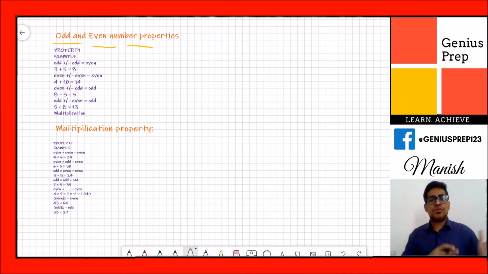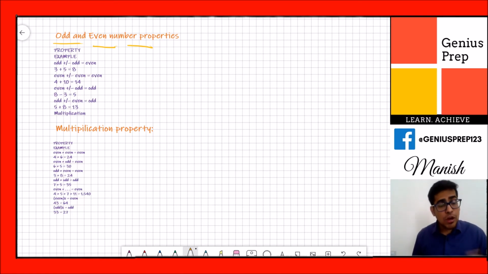In the previous video, part 1 of number system, we talked about odd and even numbers, but I only gave you the idea of what odd numbers or even numbers are. Now we will discuss the properties, because the questions you will see in the exam will be related to the properties of odd and even numbers. So what are the odd and even properties?